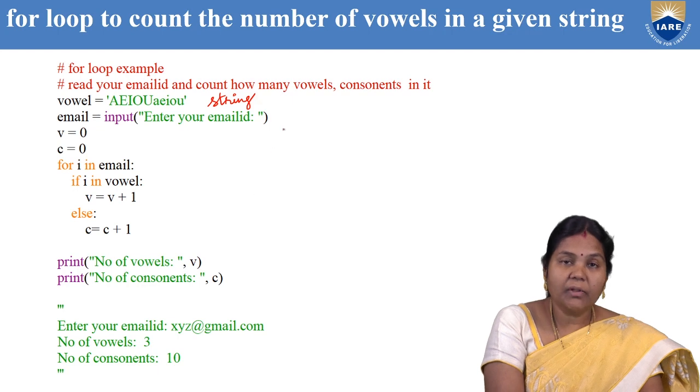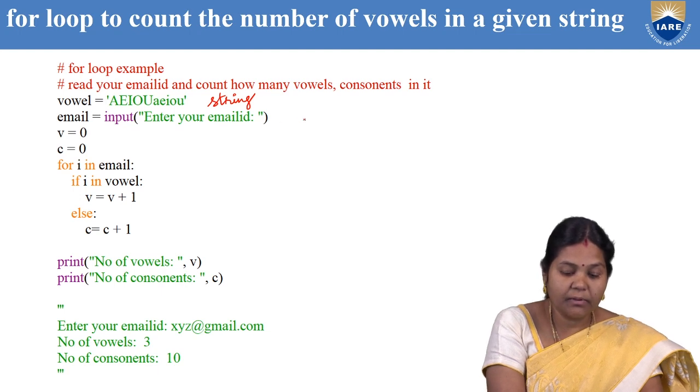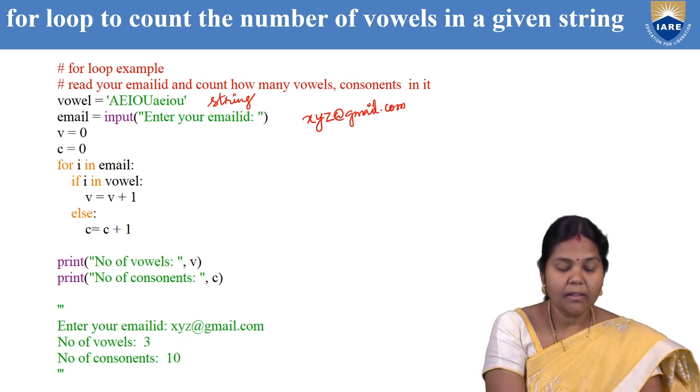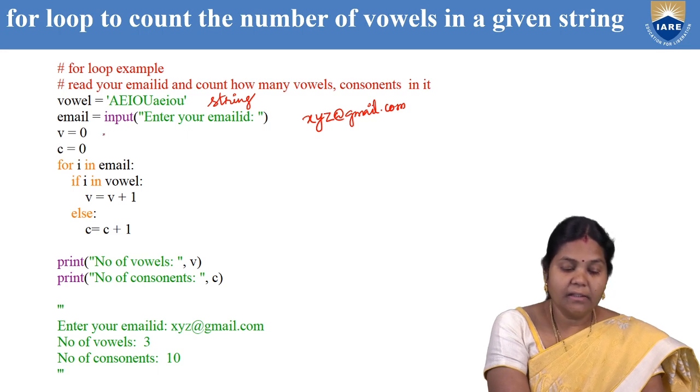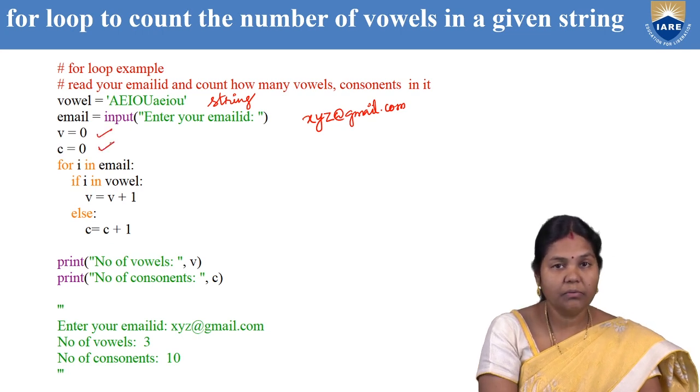Now, you can read any string. Here I have taken an email ID to read. For example, the email ID is xyz@gmail.com. This is your input you want to read. Now, initially take two variables to store the count of vowels and consonants. So, initially v is equal to 0 and c is equal to 0.